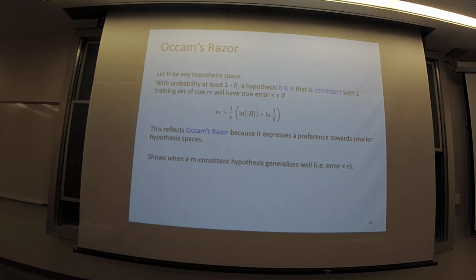Can you talk about the third term, the natural log of 1 over delta? I'm a bit confused about that third term. Delta is between 0 and 1, so 1 over delta must be bigger than 1, so it's positive. Don't worry about that.